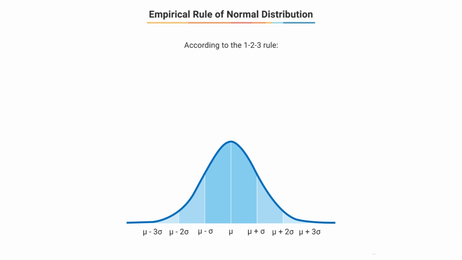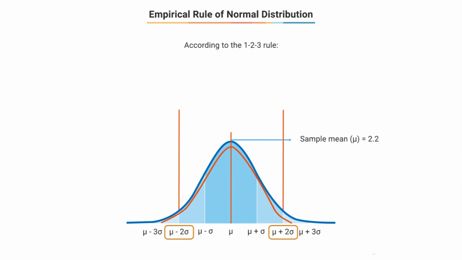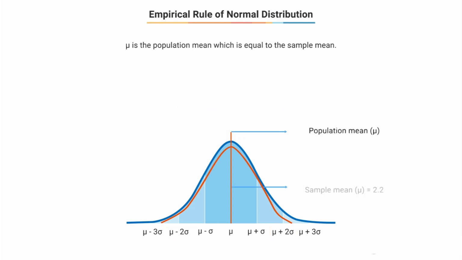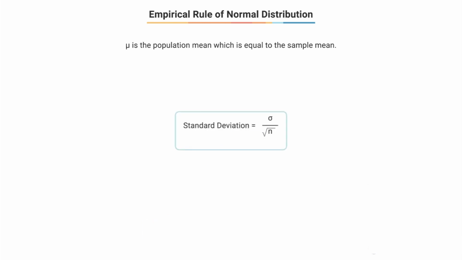Using this rule, we can say that the probability that the sample mean, which is 2.2, will lie between mu minus 2 standard deviations and mu plus 2 standard deviations is equal to 95%, right? Note that mu is the population mean, and it is the same as the mean of the sampling distribution, which we are making use of. Standard deviation is something we just found out using sigma by root n, which we calculated as 0.07.